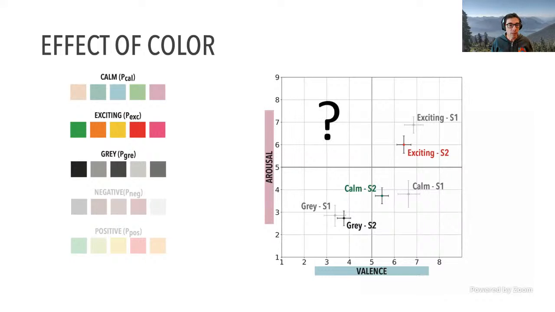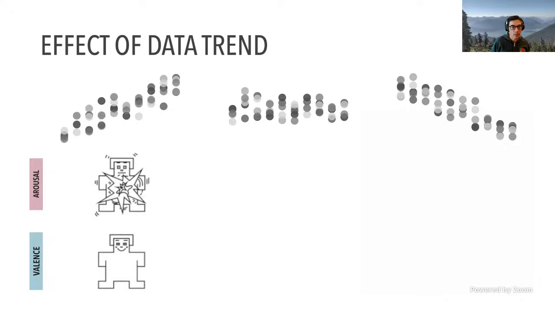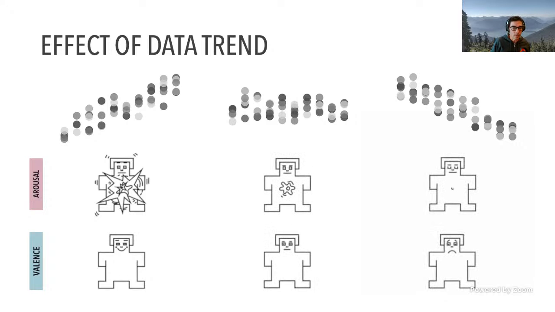However, we didn't find a palette that was highly arousing and that also had low valence. In terms of trend in the data, we found that positive data trends had higher valence and arousal than neutral trends, which in turn had higher valence and arousal than negative trends. While we had hypothesized this relationship between valence and trend, the relationship between arousal and trend came as a surprise. We were expecting neutral trends to be the least arousing, but empirically this wasn't confirmed.